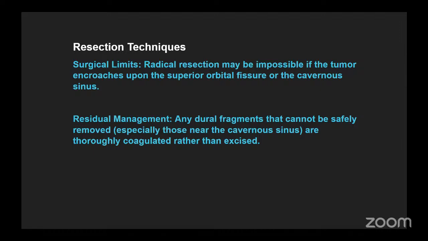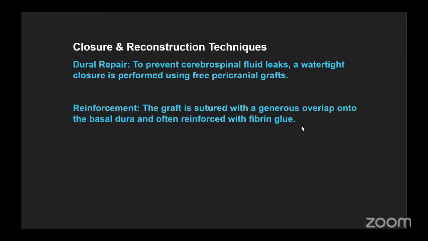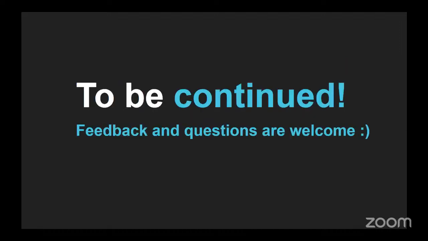For the residual lesion, we try coagulating it if we cannot completely take out the dura. The dural repair is going to be meticulous because there is going to be a huge gap in the skull base, for which you will use pericranial grafts. You can use fascia lata or the pericranium itself. You can use artificial grafts. It depends on your institutional setup and availability. You suture it, and after suturing, you use fibrin glue. Usually these surgeries do not have a problem of CSF leak, but it's always better to be safe than sorry.